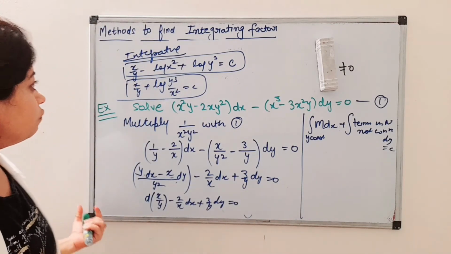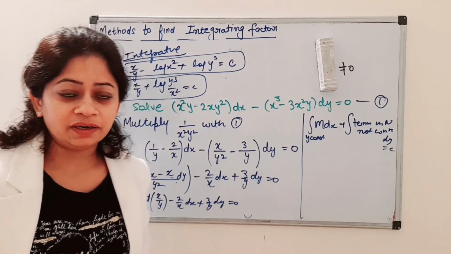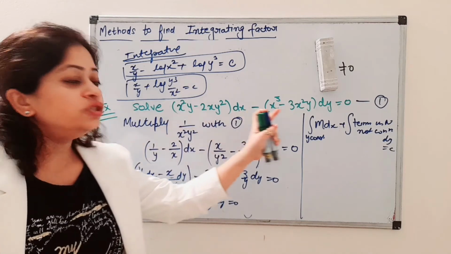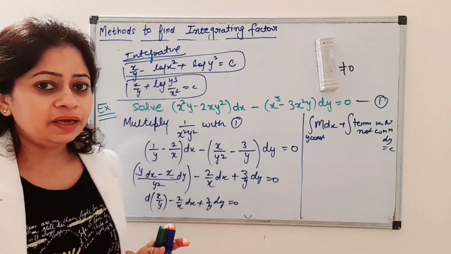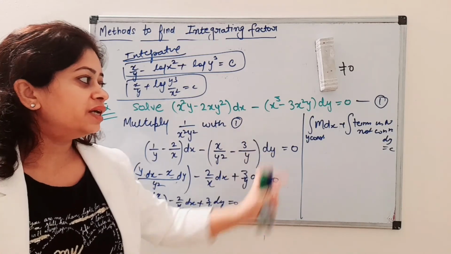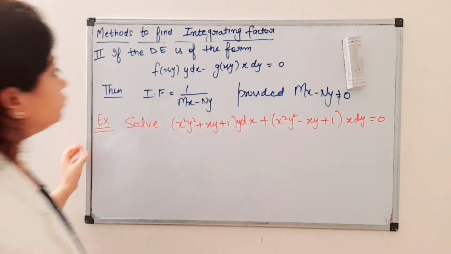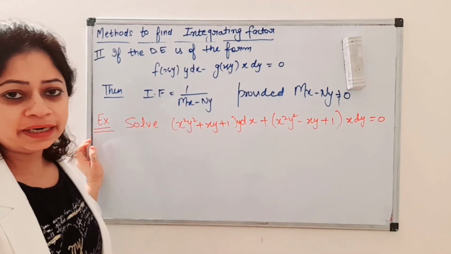Okay, so now we come to second method of finding integrating factor. What if our differential equation is not homogeneous? If it was homogeneous, we found by 1 upon Mx plus Ny. Now if it is not homogeneous, how will we solve that? Okay, so let's come to that now. So this is the second method of finding integrating factor.